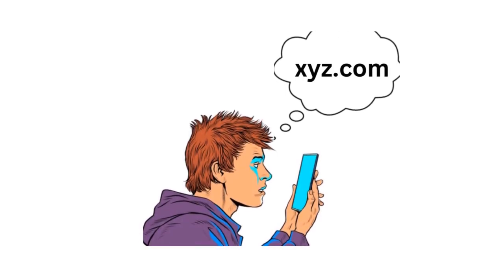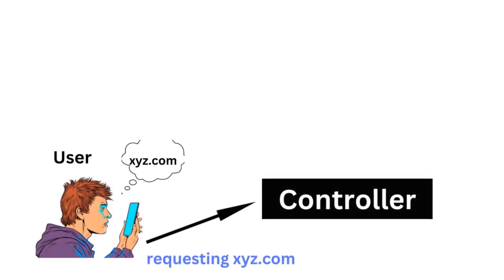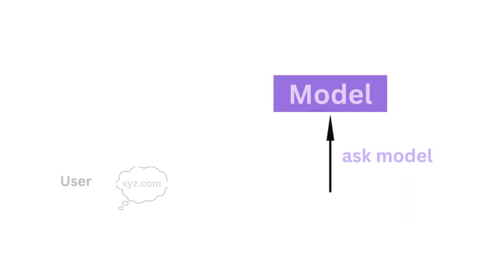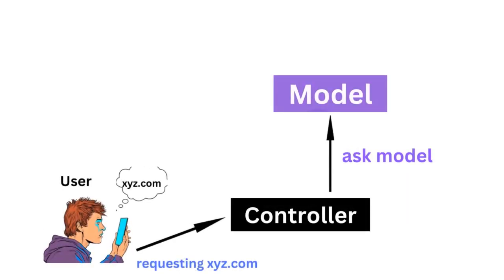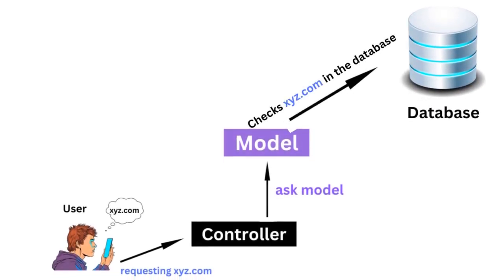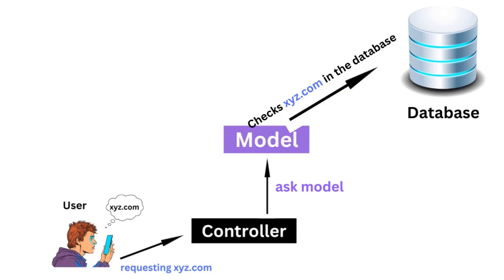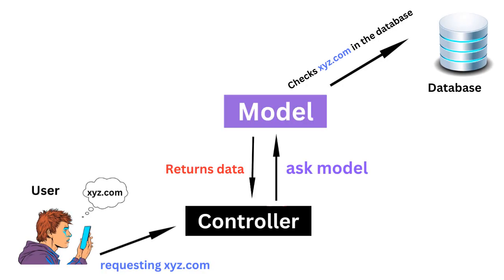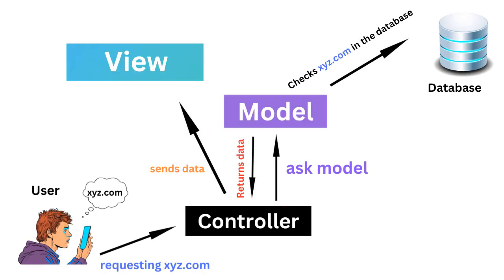Let's say you as a user want to go to xyz.com. So the controller will take your request and ask the model whether the model has xyz.com in the database, and if xyz.com is in the database, then the model will return those data to the controller. Then the controller will send those data to the view. This way you will see xyz.com in the view, and the view is basically made with HTML tags.